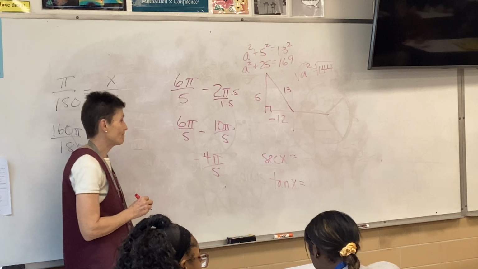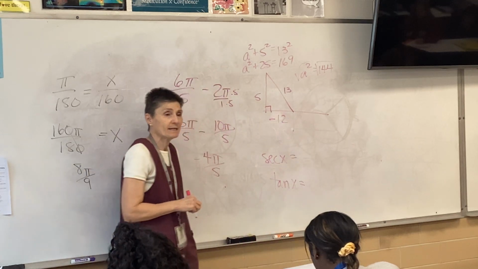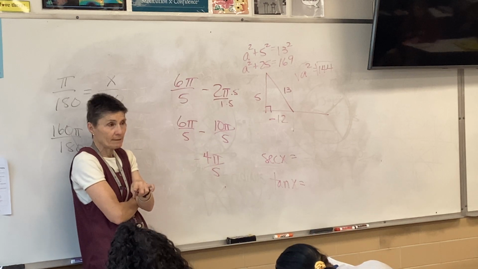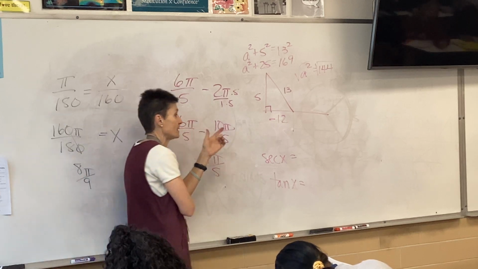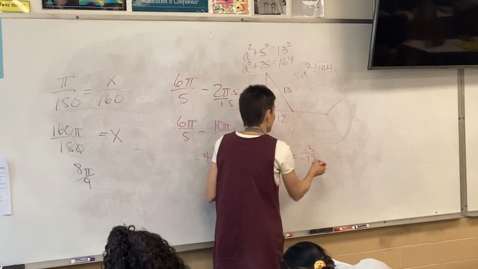I am. Okay. Secant. How do I find the secant? What is the secant? Secant is the reciprocal of cosine. Cosine is adjacent over hypotenuse, so this is going to be hypotenuse over adjacent. Did you say 13 over negative 12?